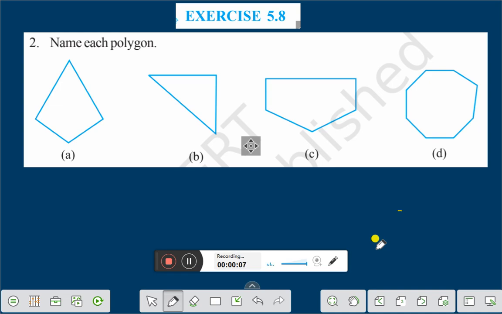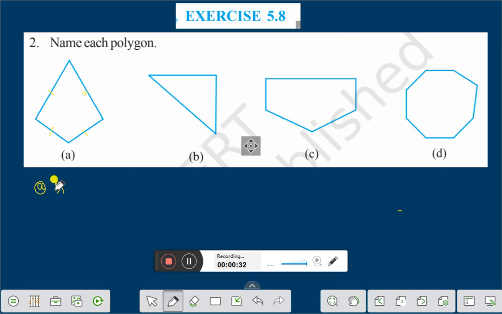Name each polygon. Here you see there are four sides, and all are made up of line segments: 1, 2, 3, 4. There are four sides. Therefore, a closed figure with four line segments is known as a quadrilateral. Number A is a quadrilateral.